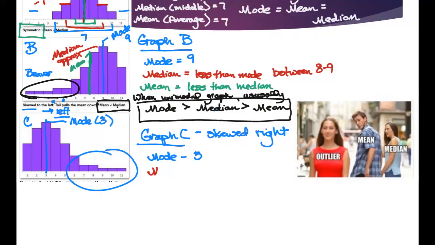My median, middle, is going to be what? That's right. You've got that tail right over here, and that tail is pulling the middle amount over to the right of your mode. So I'm going to say right here, between 3 and 4, I'm going to say that is your median. So the median is greater than the mode. Greater than.